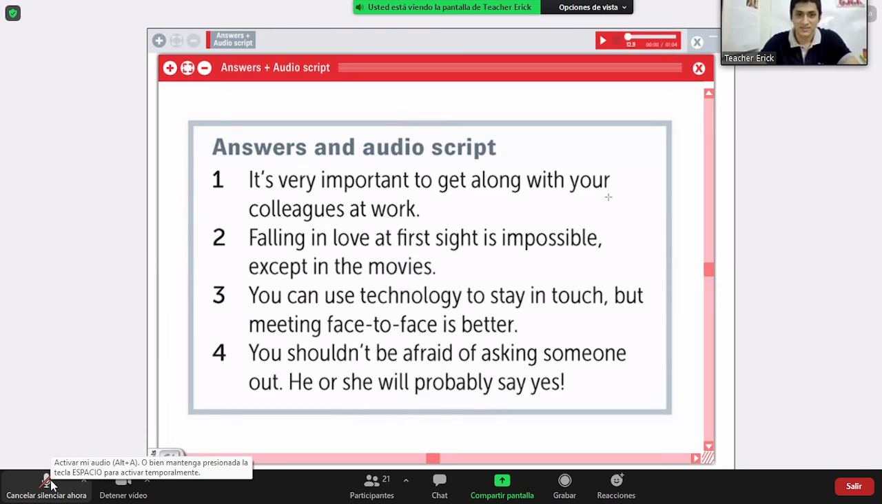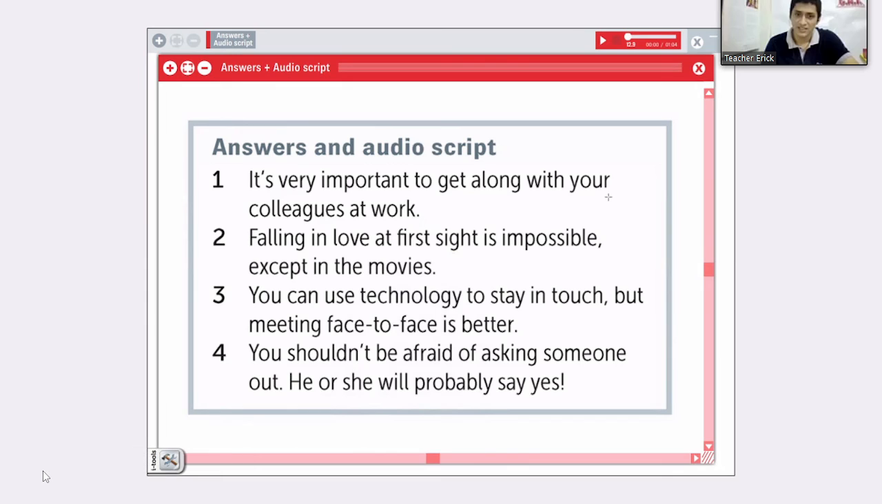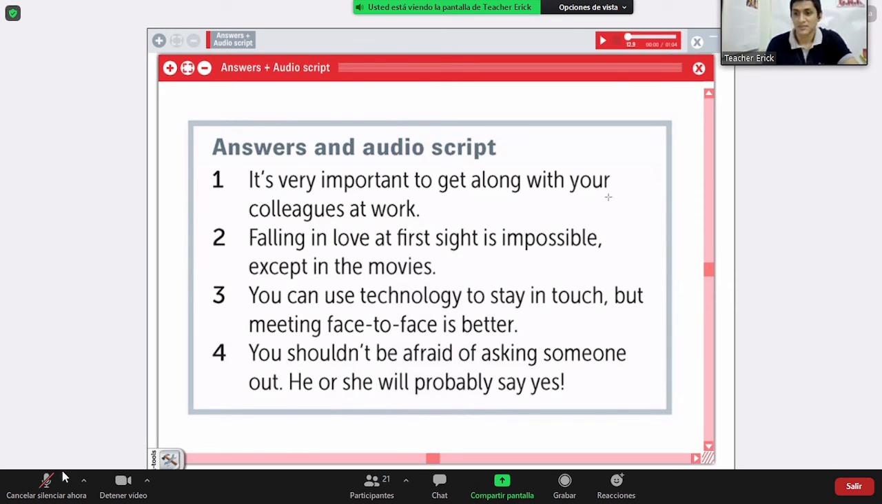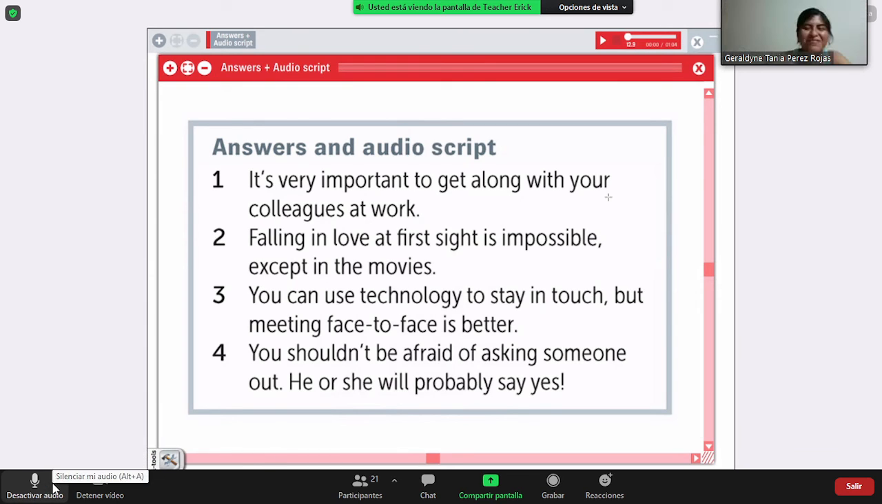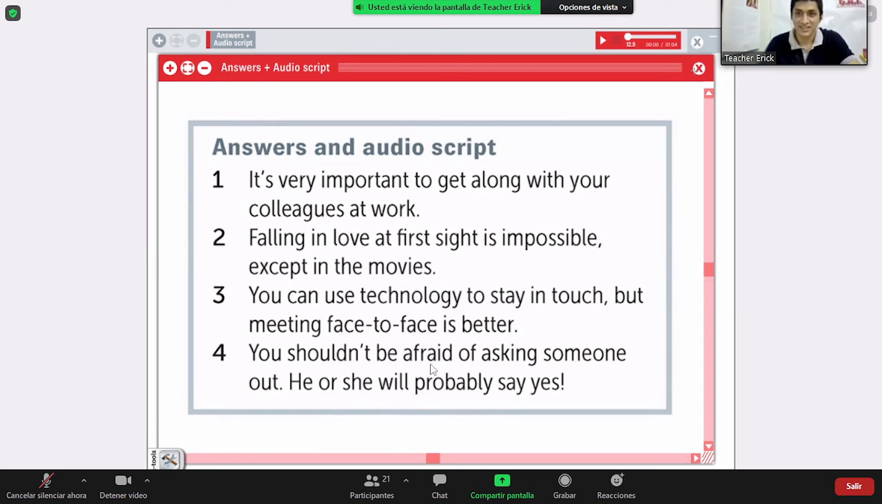Okay, so number 4, it says you shouldn't be afraid of asking someone out. He or she will probably say yes. Do you agree with this? Asking someone out? Sí, salir, pero románticamente. Do you agree with this? No. No, teacher, this is strange. Okay, so yeah, let's move on.